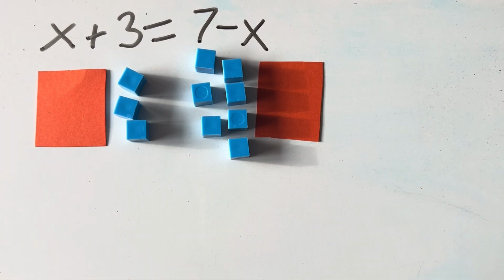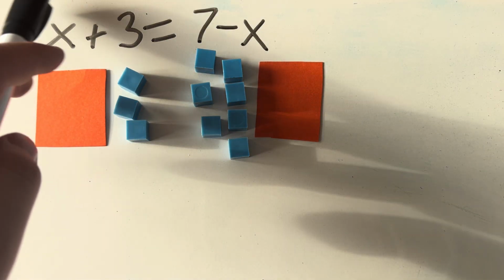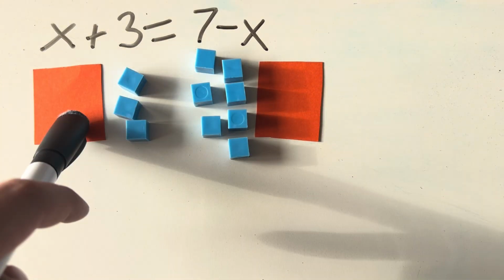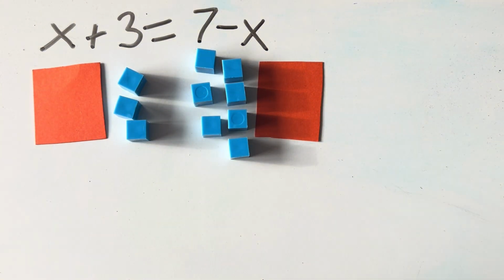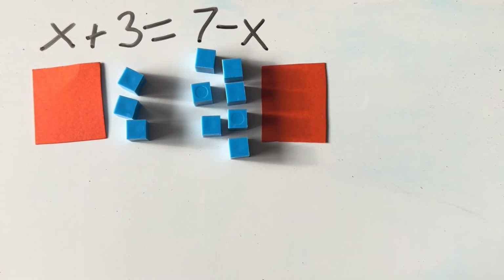In this problem, we'll see that we have 3 holes on one side of our equal sign and 7 holes on the other. The way that we do this, if we remember, is that we're going to try to get our variable, our x in this case, by itself on this side. I'm using these orange pieces of paper as stand-ins because we don't know what our x is yet.